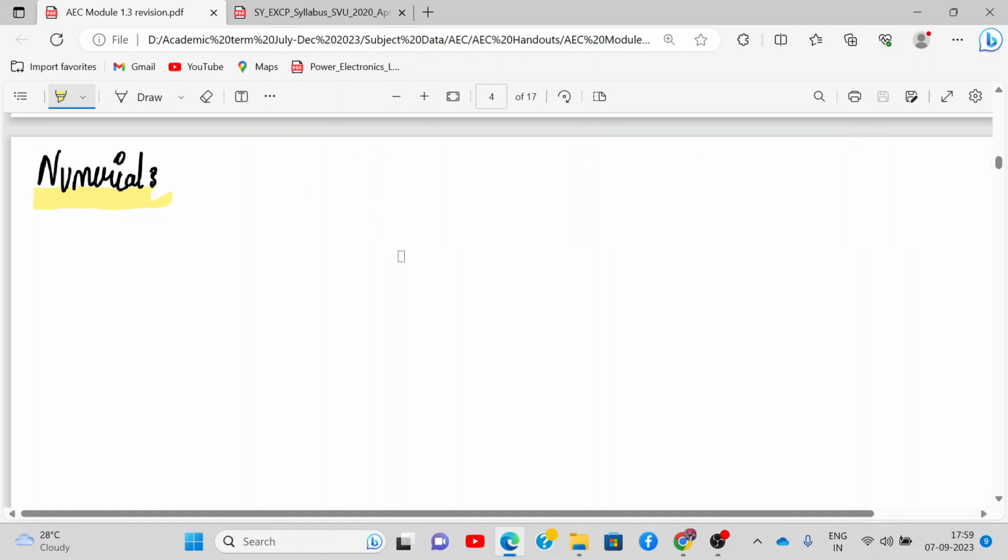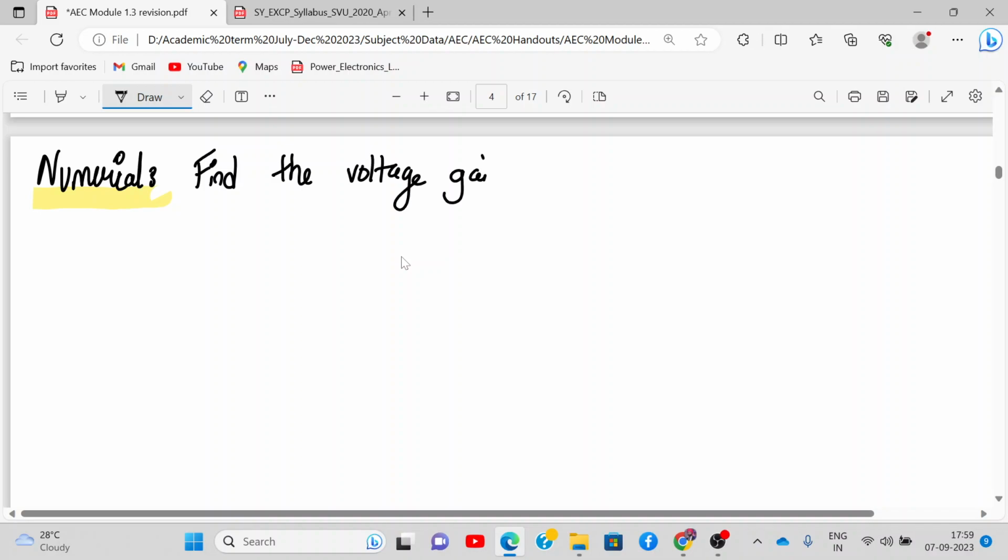So write down, this is your numerical. They can ask you either a numerical or a derivation. I have already informed you all in the strategy ahead. They can ask you to derive AV, Z in and Z out, or they can ask you to find AV, Z out, and Z in. So write down: find the voltage gain AV, Z in, and Z out for the following amplifier. Okay, so please draw the amplifier part.